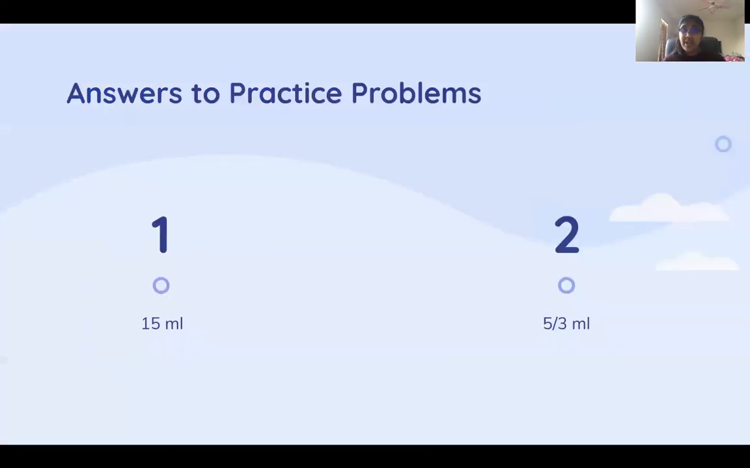So the answers to our practice problems: the first one is 15 ml and the second one is 5/3 ml.